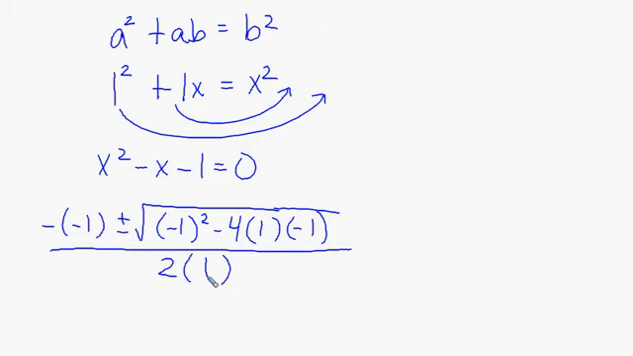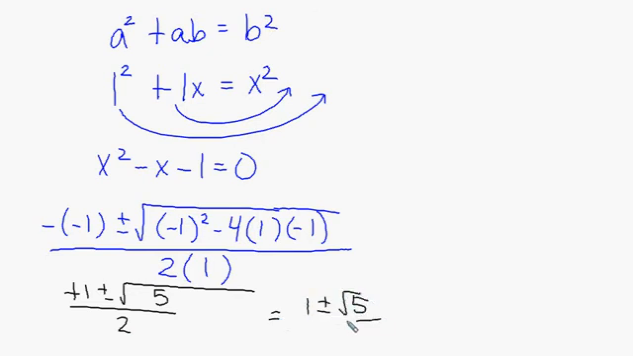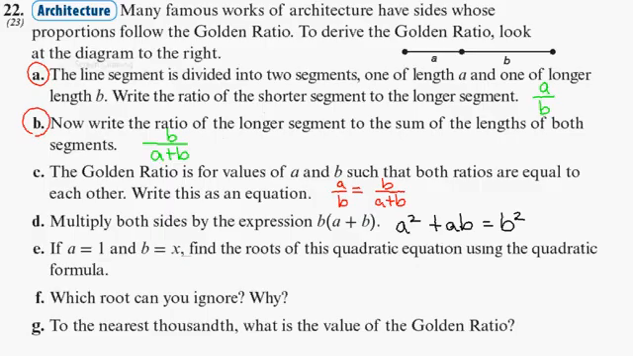Well, this is equal to positive 1 plus or minus the square root of, I hope you can see that we are getting 5 under the radical. I guess my radical's a little bit big there for that little 5. So we have 1 plus or minus the square root of 5 all over 2. Let me just write the answer right here as well.